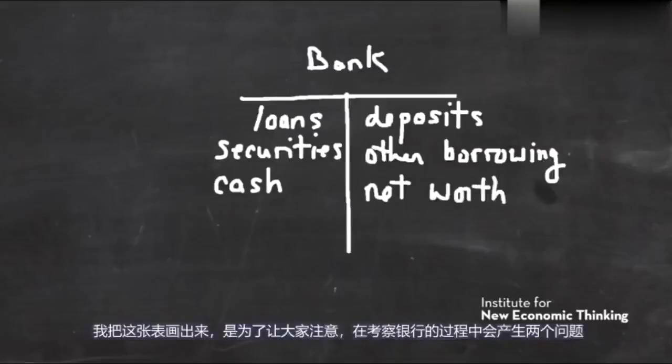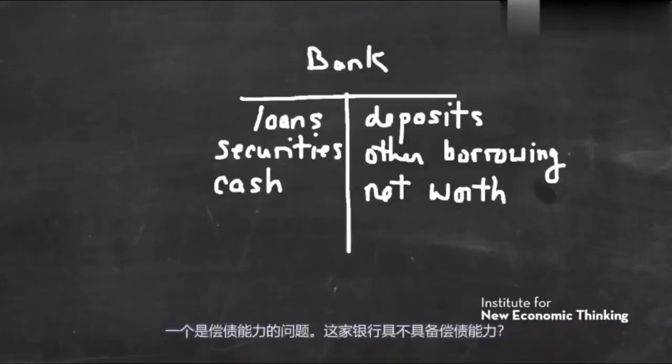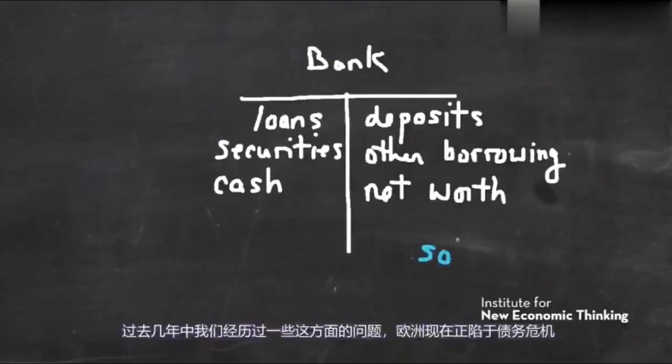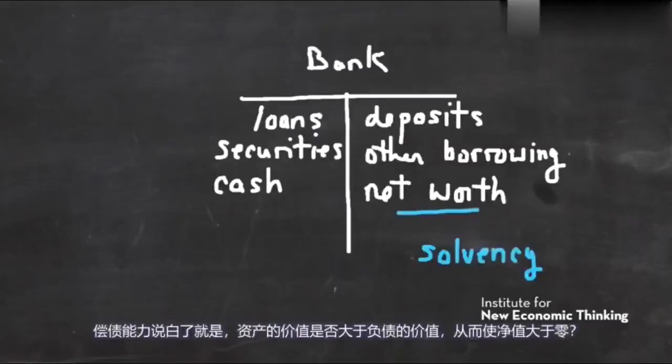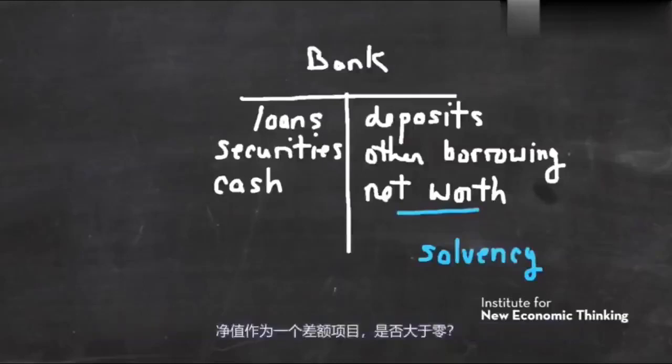I'm drawing this to draw your attention to two sorts of issues that arise when we're thinking about banks. One is the issue of solvency. Is this bank solvent or not? We've been having some issues with that in the last few years, and Europe is having its issues now. Perhaps entire national banking systems are bankrupt in a literal sense. Solvency just means, is the value of the assets greater than the value of the liabilities, so that the net worth is greater than zero? This being a balancing item, is the net worth greater than zero?